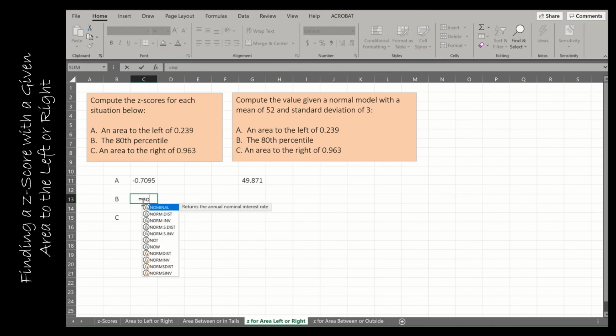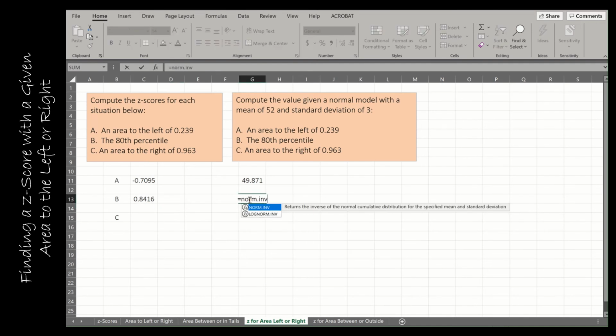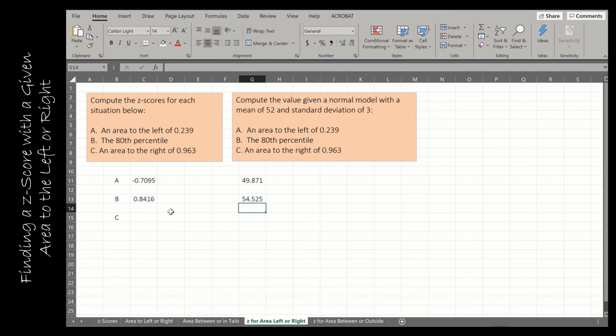So I'm going to do the exact same thing. Norm inverse, and probability is 0.8. Remember, probability is always between 0 and 1. And then the mean of 0 and the standard deviation of 1. Then I'm going to do the same thing on the right, and instead of using 0, 1, I'm going to use the mean of 52 and the standard deviation of 3. Now, of course, there is a mathier way to take this z-score and turn it into this raw score, but it's not necessary for us to do that.